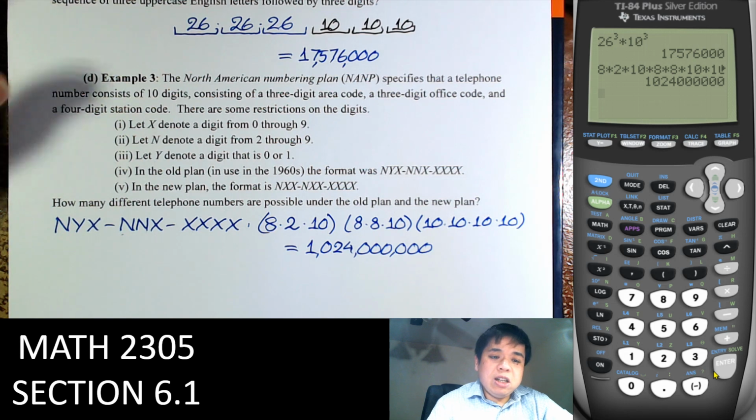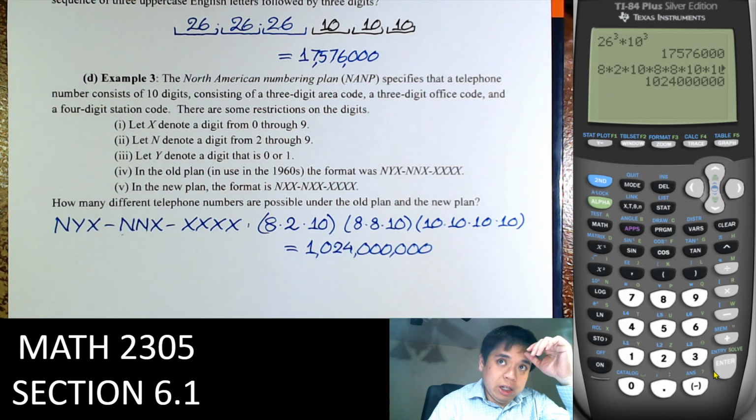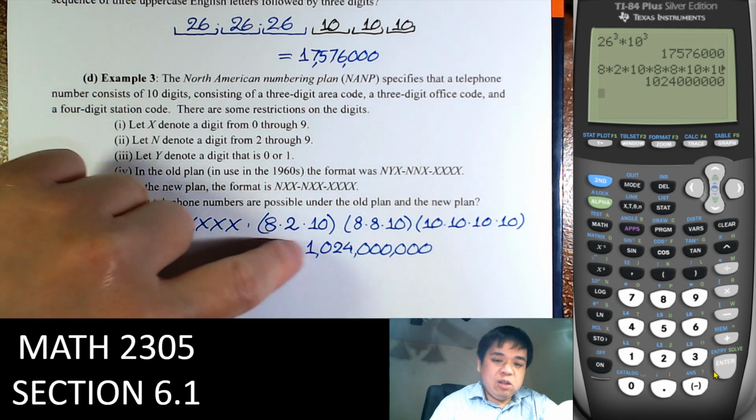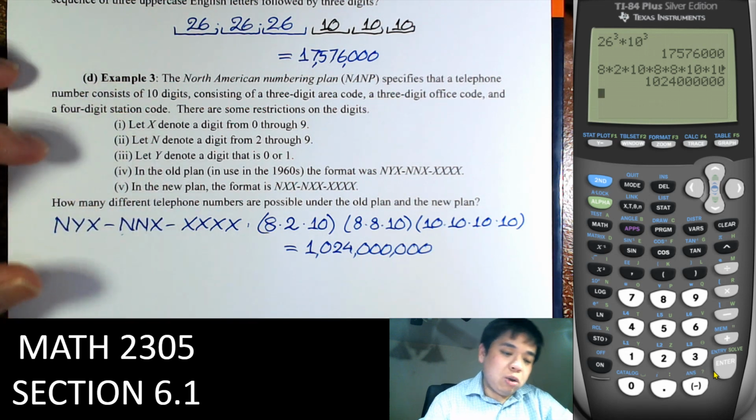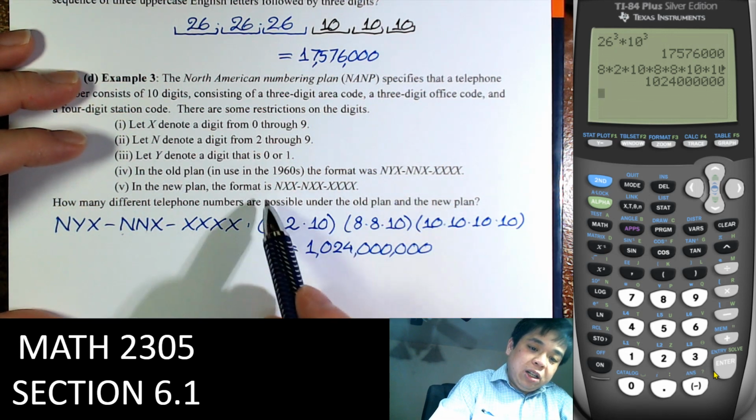Now this is the North American plan, so Canada and the US both use it, I think. The population of both countries is, let's say, about 400 million, so that's still enough. But of course, we're not talking about people. A person can have more than one phone, and we're talking about businesses and other things. So this might not be enough, and that's why they went to the new plan.